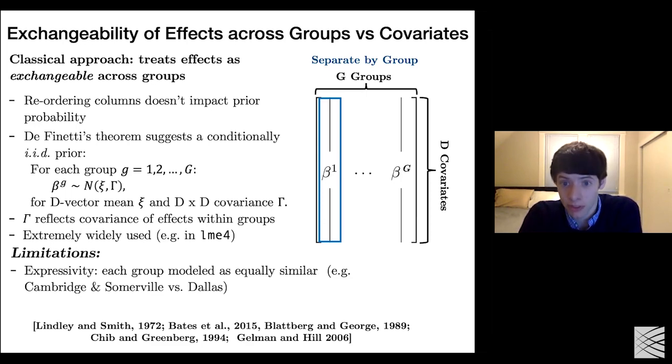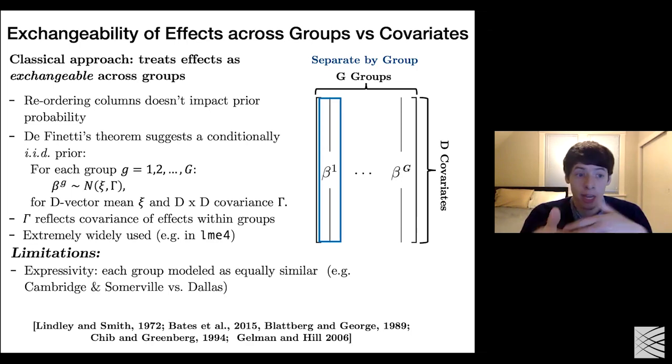So the first one is expressivity. This exchangeability across groups assumption explicitly requires that we're describing each group as a priori equally similar to one another. So it doesn't accommodate the possibility of saying that we think maybe Cambridge and Somerville could be more similar to one another than they are to Dallas.